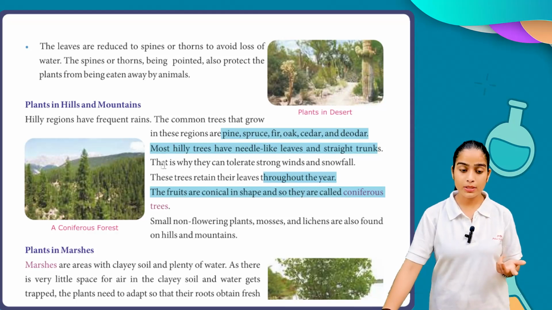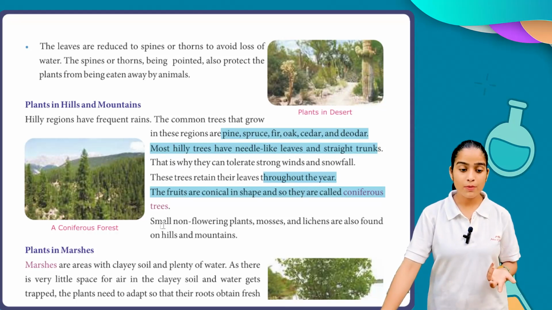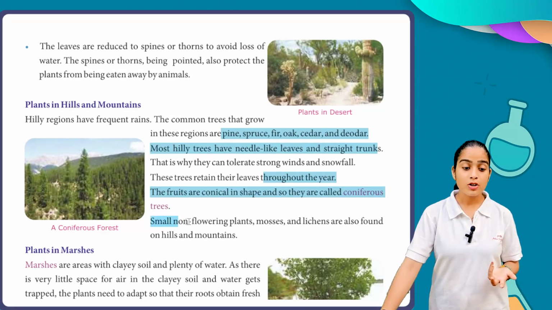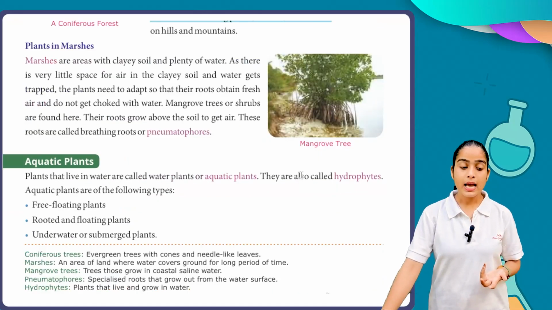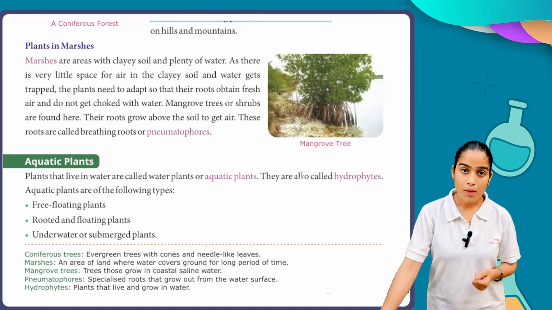So two more examples we have. And which type of plant? Small and non-flowering, and these are mosses and lichens. Next we have plants in marshes.